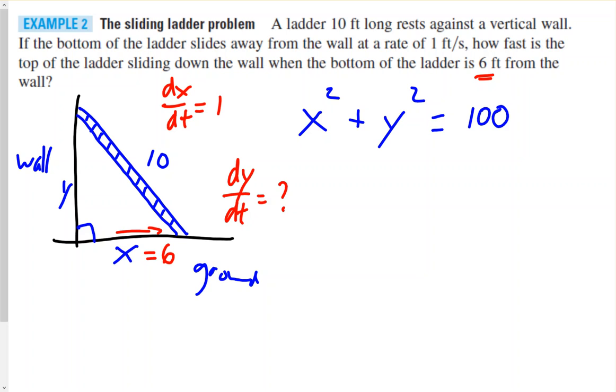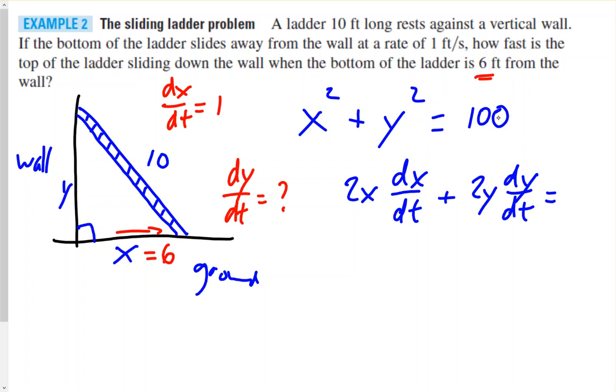And so the equation, when we differentiate, will look like this. Just take the power rule. Derivative of x squared is 2x times dx/dt plus 2y dy/dt, and then derivative of 100, which is a constant, equals 0. Okay, so we're looking for dy/dt.